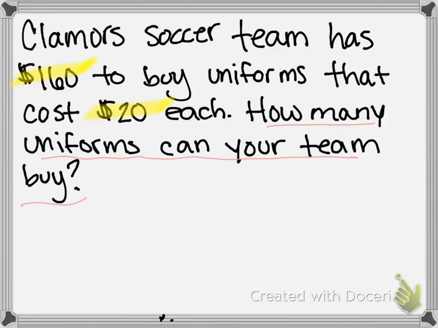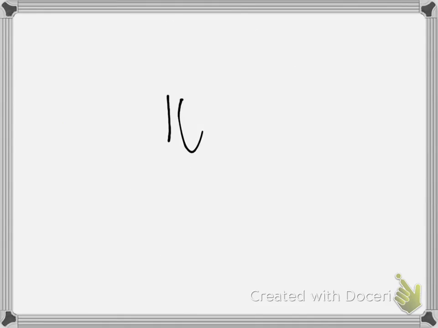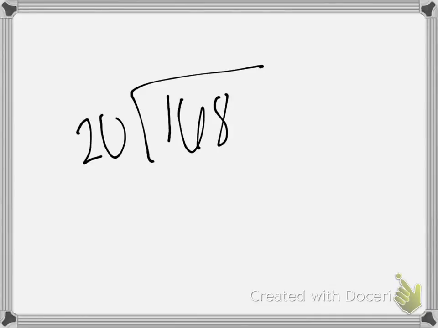Okay, now I'm going to go back and just change the problem slightly. And I'm going to erase how much money we have, and I'm going to up it by $8. So now we have $168, and each jersey or each uniform will still cost $20 each. So now our division problem will look a little different. It will look like $168 divided by 20.